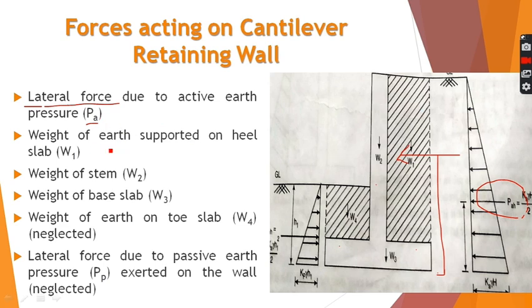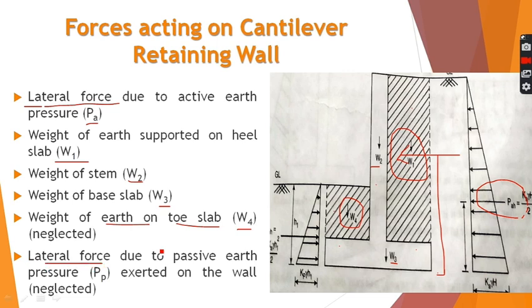Next is the weight of earth supported on the heel slab, W1. The weight of the backfill supported on the heel slab will give a force equal to W1, then W2, which is the weight of the stem, W3, which is the weight of the base slab, and W4, which is the weight of earth on the toe slab. As you can see, some earth is also resting on the toe slab, so it will also put a weight on the toe slab, but as it will be quite less as compared to this, it may be neglected.